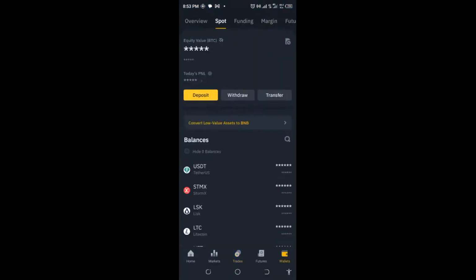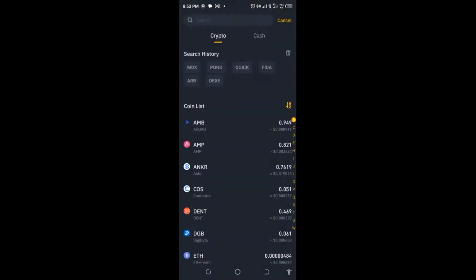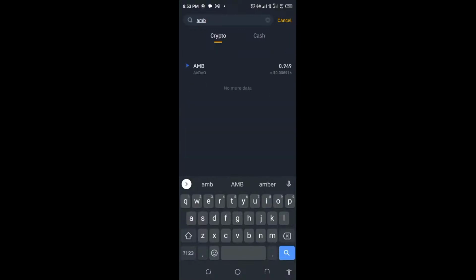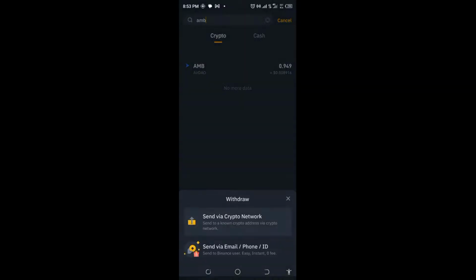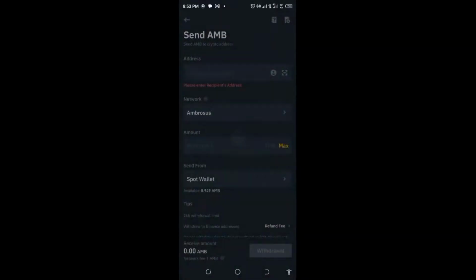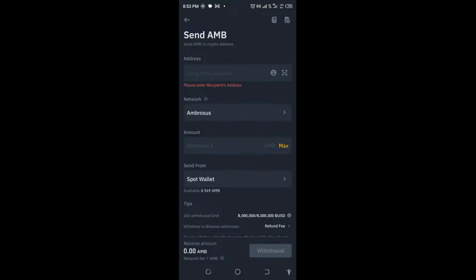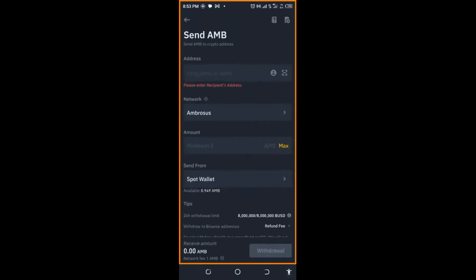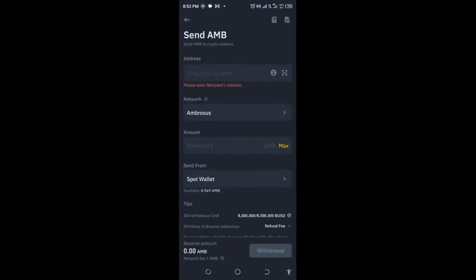So let's first of all go and check how much we are going to withdraw. Okay, so let's see how much we are going to be able to withdraw. So we're going to put that AMB in there, and we'll see. What is this? What is the network? Okay, it's Ambrosus. It's one AMB. Okay, so one AMB is not that much.